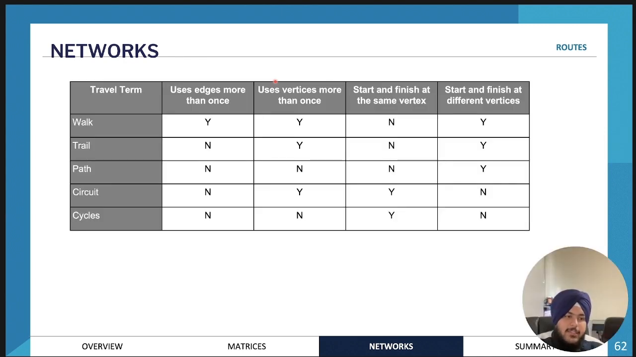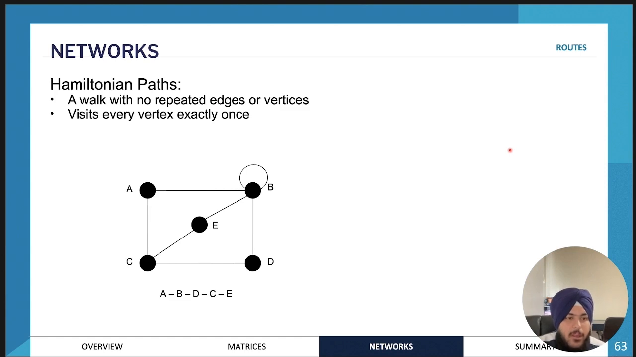So here is just an example, sort of like a summary table, which you can put in your summary book. So it's really helpful. It gives you the requirements for each of these types of travel terms. Okay, so now we'll be looking at specific types of paths and specific types of cycles and specific types of trails and specific types of circuits.